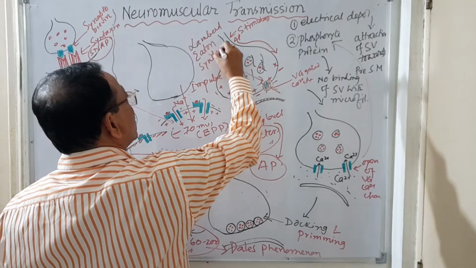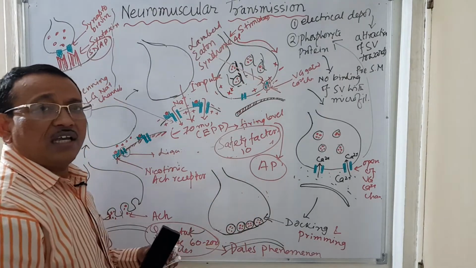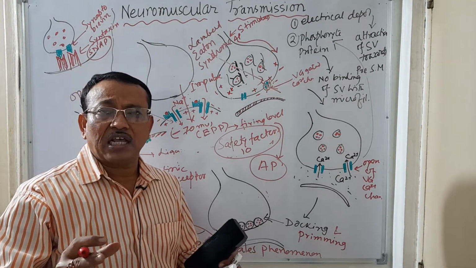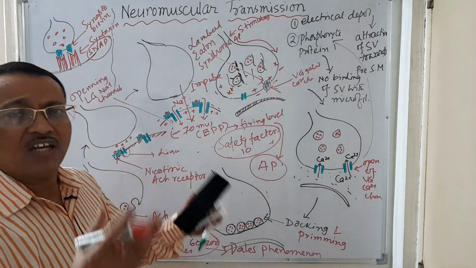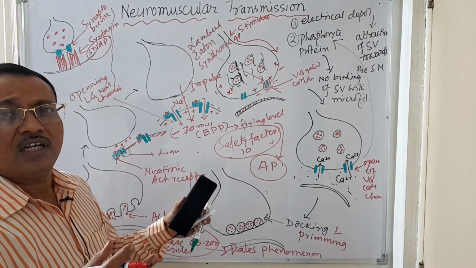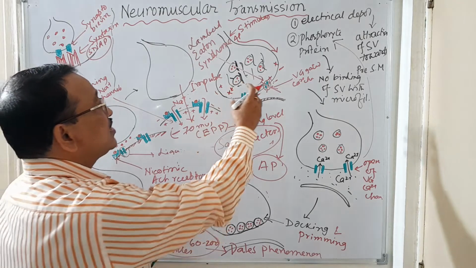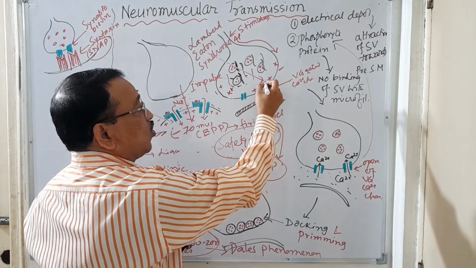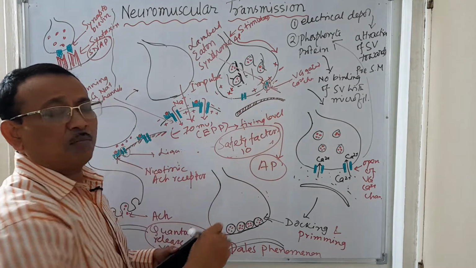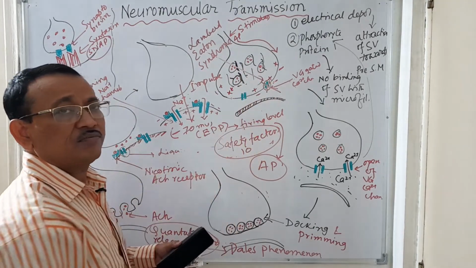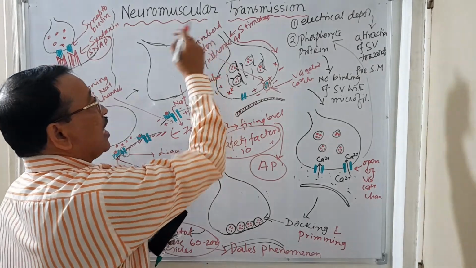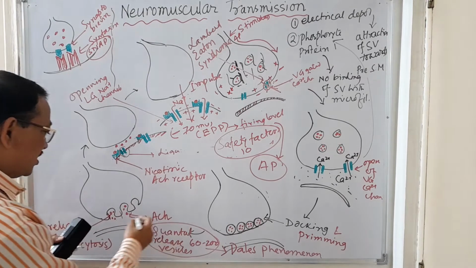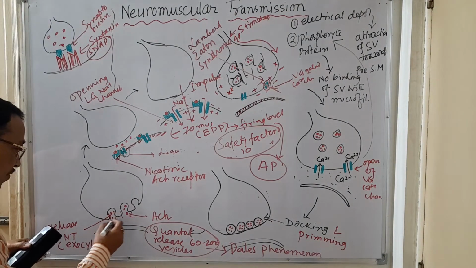Lambert-Eaton syndrome is the gradual weakness of the muscle, followed by the failure of the muscle, permanent failure, or muscle paralysis. And this is due to the destruction of the voltage gated calcium channels. Voltage gated calcium channels are damaged by the antibodies developed against them, and that disease is known as Lambert-Eaton syndrome.